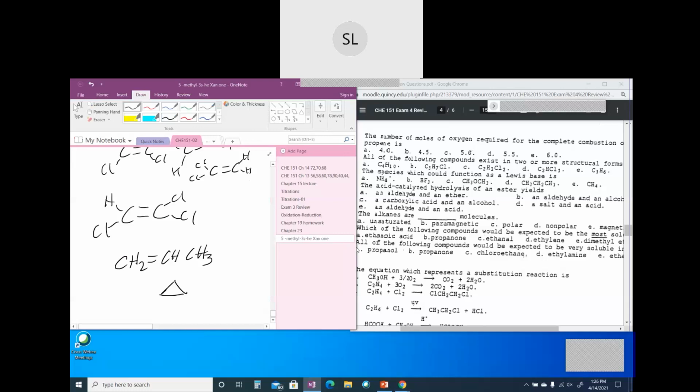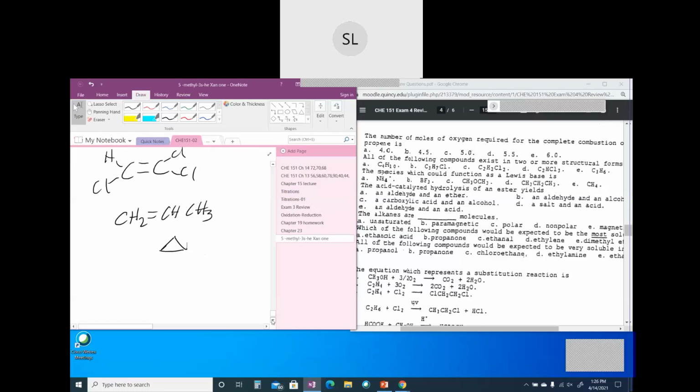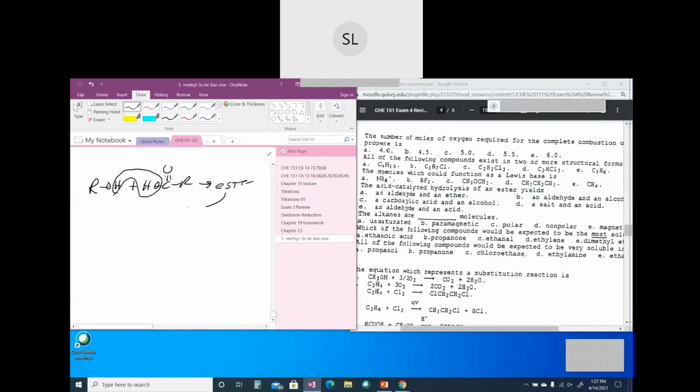All right, acid catalyzed hydrolysis of an ester. Hydrolysis means you're going to split it. So basically, it is the reverse reaction of what we did before. If you remember, take your alcohol and add your carboxylic acid, you lose your water, you get your ester. Or, of course, you can break your ester into a carboxylic acid and an alcohol. So C is the answer for that one.